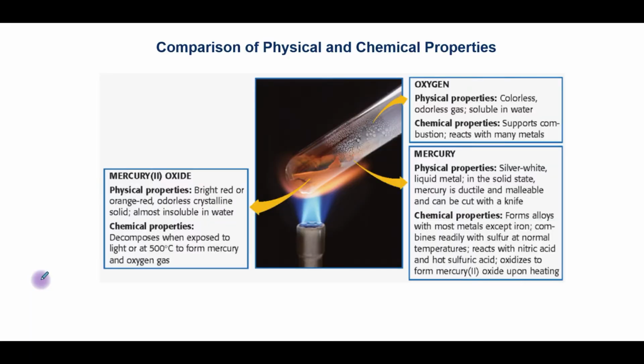Here's some examples. We start off with mercury(II) oxide. That has physical properties of red, colorless, and it's almost insoluble. It also has some chemical properties. It's going to decompose when exposed to light or energy. And when it does that, it's going to change its composition because it's going to change then into mercury and oxygen. And they both have their own physical and chemical properties. Oxygen physical properties, oxygen chemical properties. Mercury physical properties, mercury chemical properties.